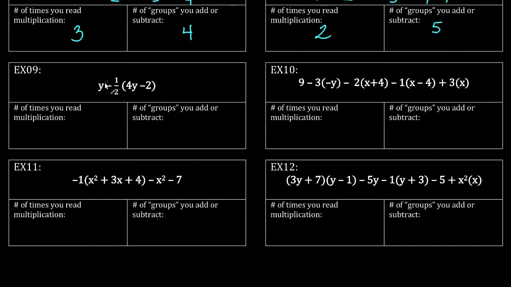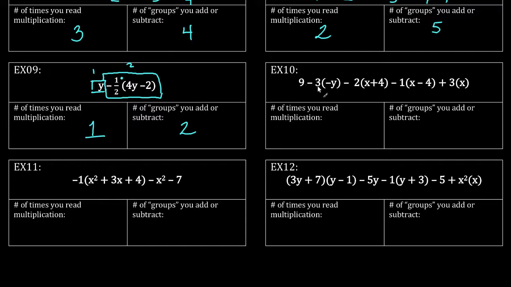So this one reads y minus 1/2 times 4y minus 2. 1 multiplication. I start off with y, and then I take away 1/2 times 4y minus 2. So I have 1, 2 groups. 3 more to go.